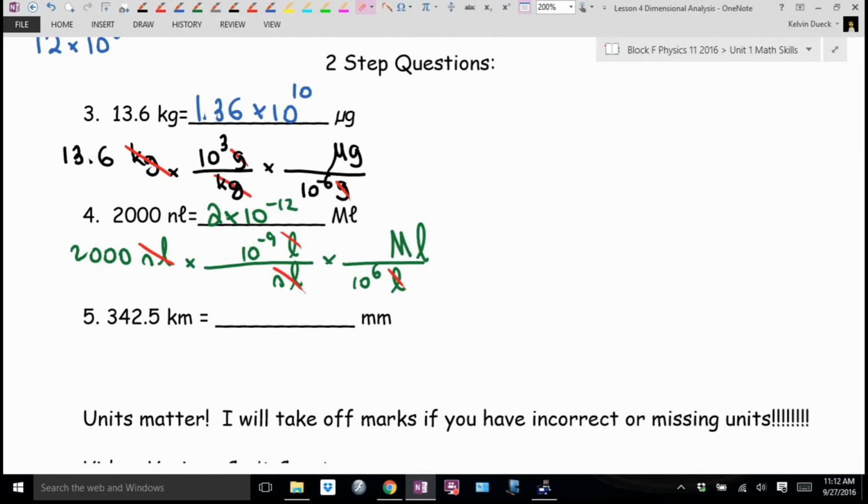So for unit conversions, it's always, I write down what they gave me because it's no longer blank, I feel better. Here they gave me 342.5 kilometers. Colin, I want to get rid of kilometers. Where is it going to be on the next fraction?